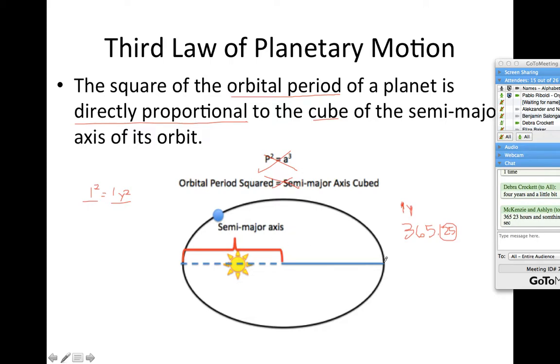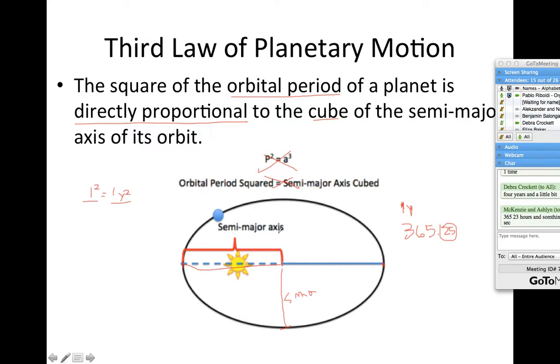So the major axis is the longest axis here of the ellipse, okay? And the semi-major axis is basically this divided by two, all right? So this distance is the semi-major axis. This distance would be the semi-minor axis, okay? The shortest distance from the center of the ellipse to the orbit.